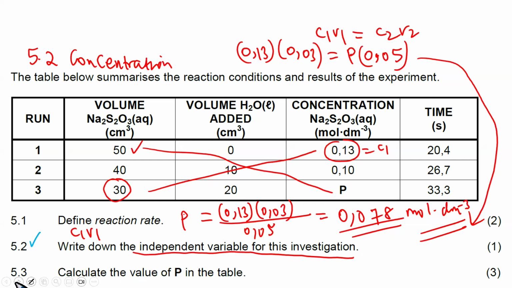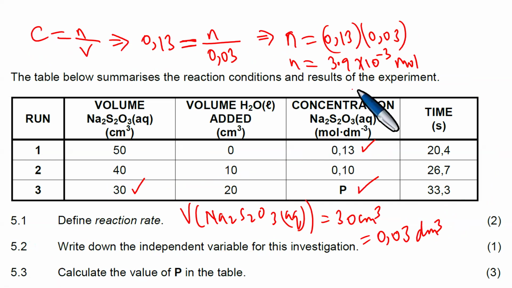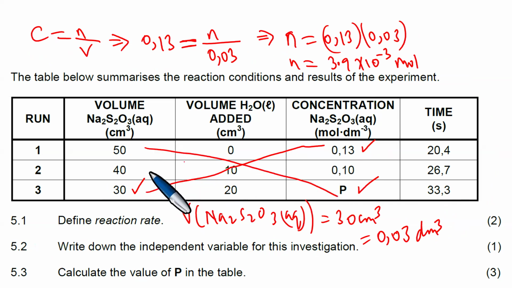So now, in the same way, you switch this around. Obviously now you use the 0.13 concentration, which deals with the 0.03 volume. Then we get the number of moles. If you use concentration equals number of moles over volume, then you get 3.9 times 10 to the minus 3.